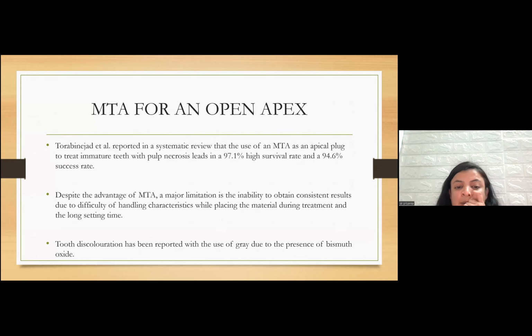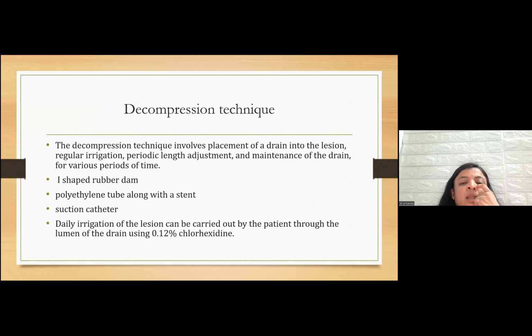Now, despite the advantages of MTA, a major limitation is the inability to obtain consistent results due to difficulty of handling characteristics while placing the material during the treatment and the long setting time. So this powdered MTA has a setting time of 24 hours, while this MTA putty just has a setting time of 30 minutes. That also is beneficial, and it is easy to use. Again, tooth discoloration has been reported because of the bismuth oxide.